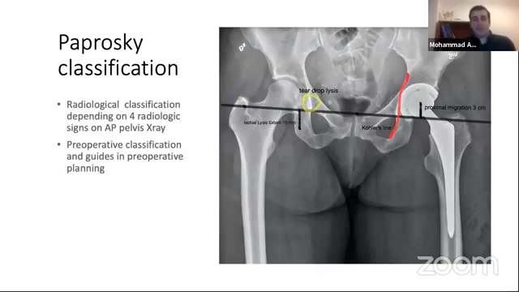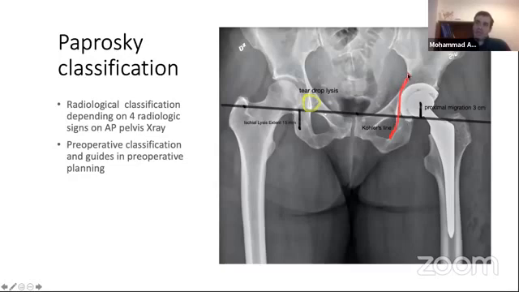The most relevant is the Paprosky Classification. It is a radiological classification based on 4 radiological signs on the AP X-ray. First off is the proximal migration of the center of rotation, which is measured as the perpendicular distance between the center of rotation to the superior obturator line, which is a line connecting between the superior obturator angle on both sides. It measures the proximal migration of the center of rotation.